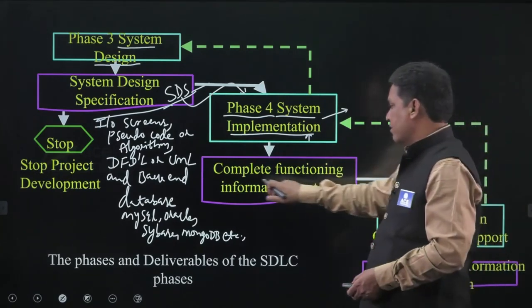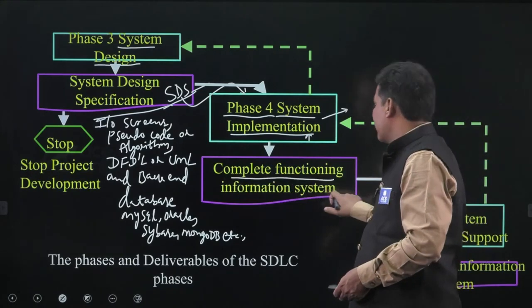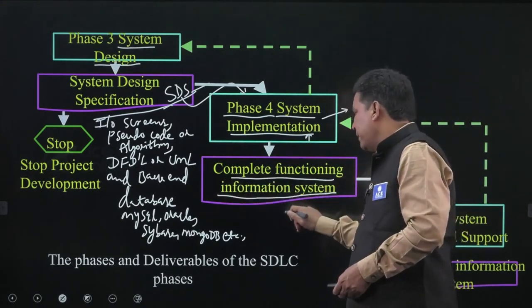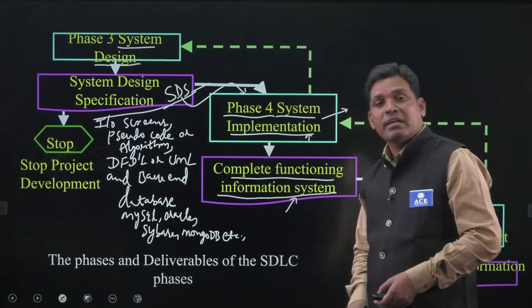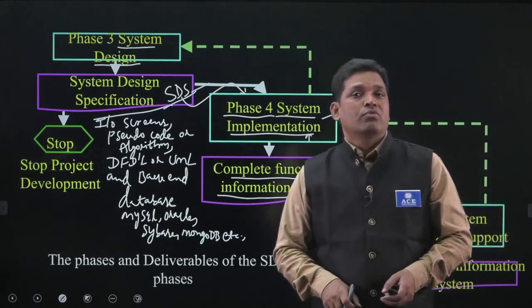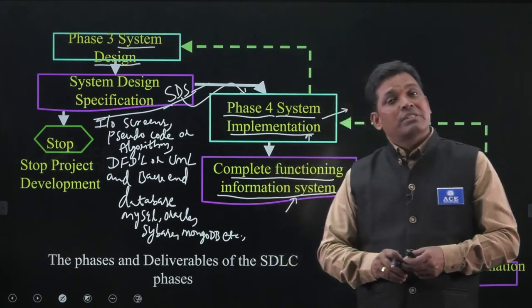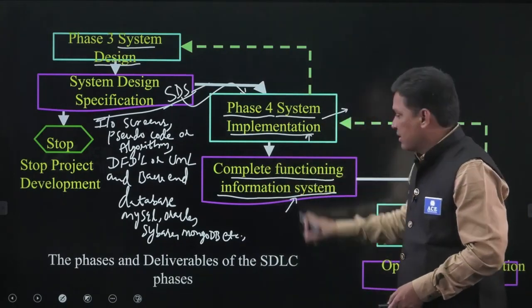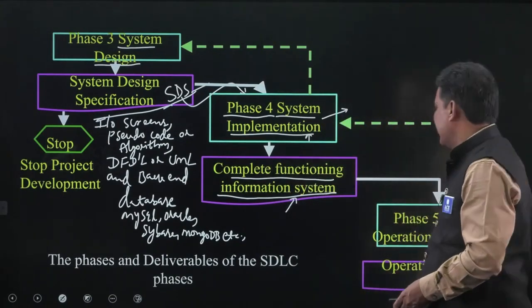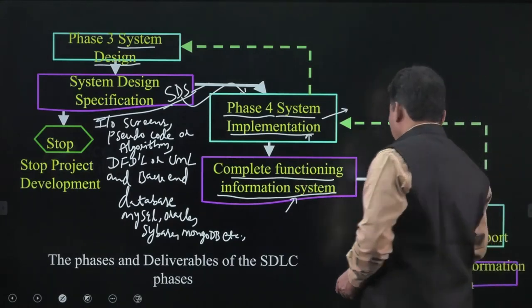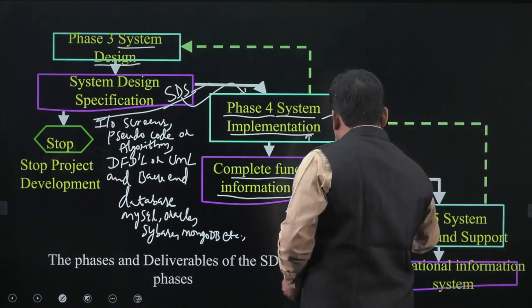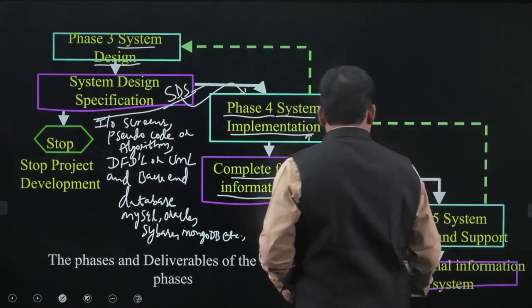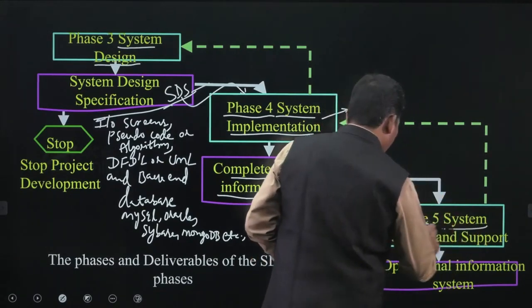Now the application is an error-free, complete functioning information system. What is meant by a complete functioning information system here? The developed application source code was generated and the testing process was done properly. That's why the application was error-free, and that's why the name given here is complete functioning information system.